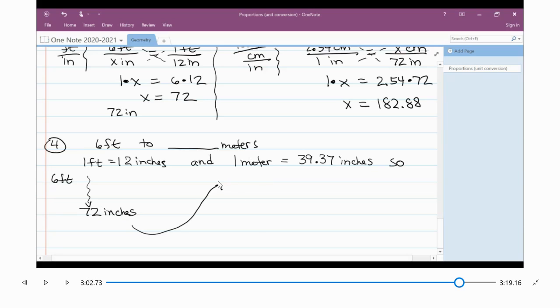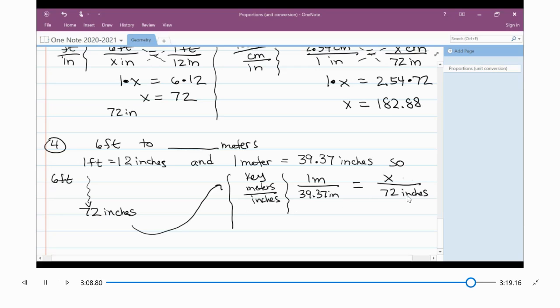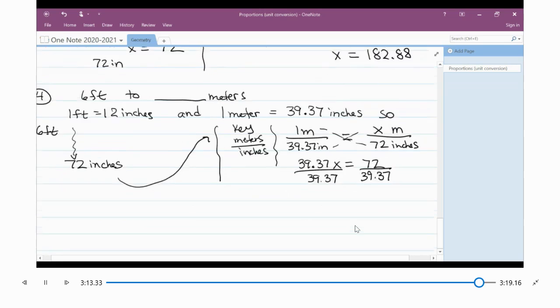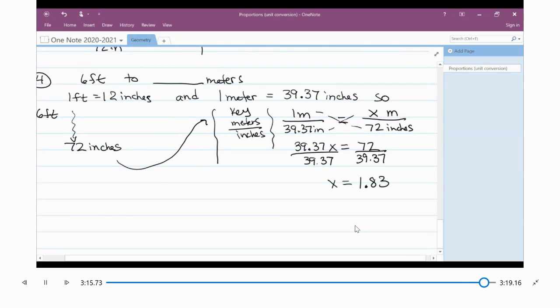Now we're going to convert meters over to inches. Meters on top, so meters is going to go on the top part, inches on the bottom. So first fraction, I decided to use my conversion, 1 meter over 39.37 inches. Again, 72 inches on the bottom, cross multiply, and a little more than, not quite 2, 1.83. Decided to go nearest hundredth, and there it is.